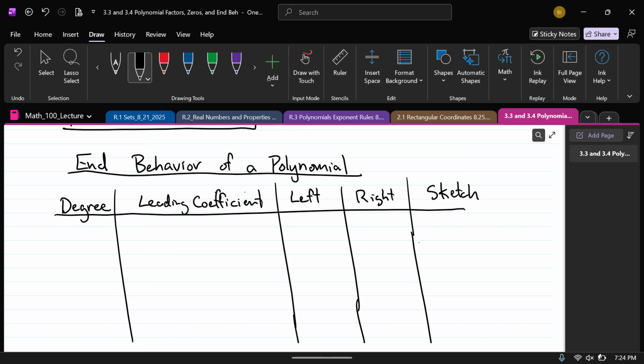All right. So the degree, remember, is the highest power of x. There's only two possibilities. It's either an even degree or an odd degree. Odd degree would be x to the third power, x to the fifth power, x to the seventh power, something like that. An odd number is the highest power of x. If it's an odd degree and it has a positive leading coefficient, the left side is going to go down, the right side is going to go up.